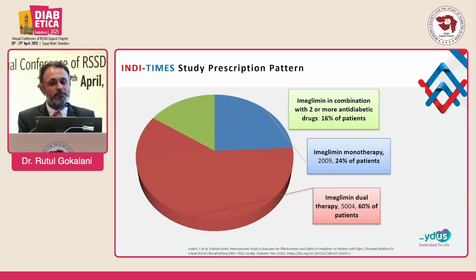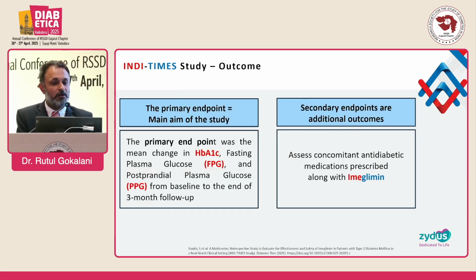So in this IndiTimes study, imeglimin in combination with 2 or more anti-diabetic drugs accounted for 16% of patients. Imeglimin monotherapy patients were almost 24%, with 2000 patients. Imeglimin dual therapy included 5,000 patients, with 60% of the patients on imeglimin or any other drugs. The primary endpoint was to see the efficacy and safety of imeglimin, and the secondary endpoint was to assess concomitant anti-diabetic medication prescribed along with imeglimin.